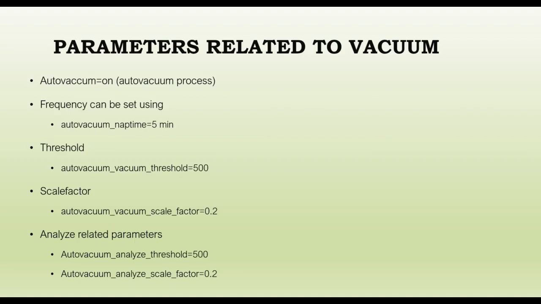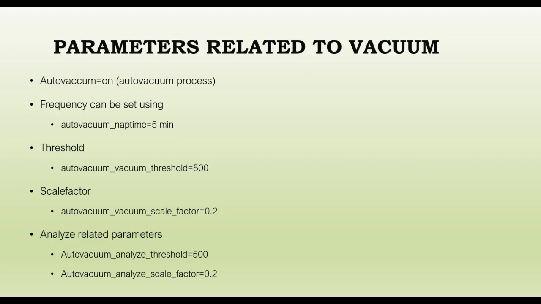There are a lot of parameters related to vacuum that you can set in the database. The first is autovacuum, the basic parameter. If you want to run the vacuum process automatically, you can just set autovacuum equal to on. That will activate the autovacuum process in the database and it will keep performing the vacuum. How frequently you want vacuum to be triggered, you can set using autovacuum underscore nap time, and that can be set in minutes. I have set it to 5 minutes here as an example. Set it for any time.